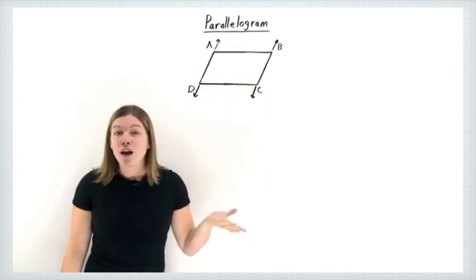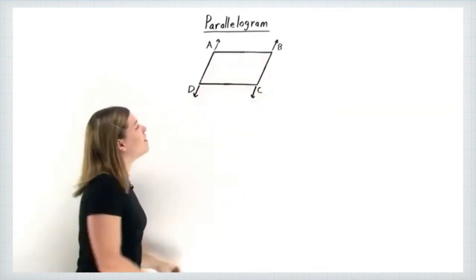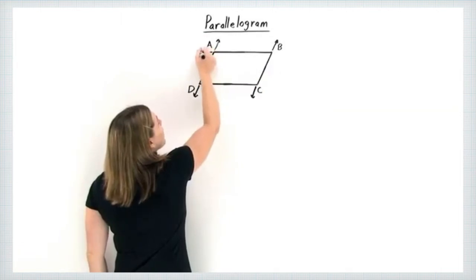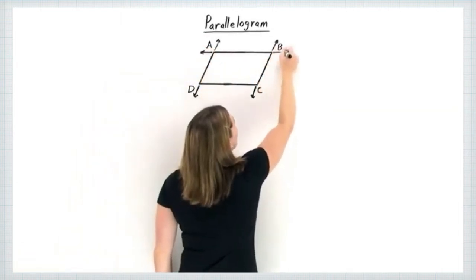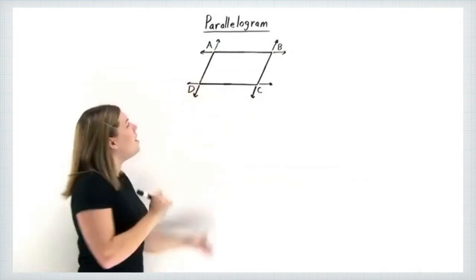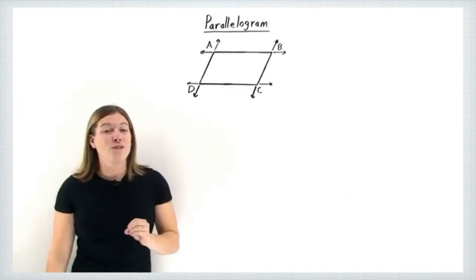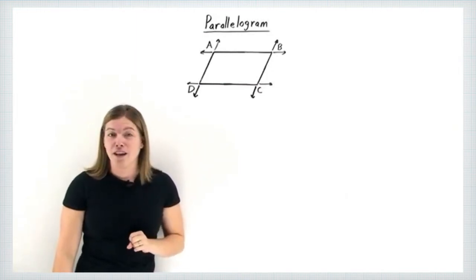But what about the other sides? This side right here and this side right here. Well, if we take those sides and extend them out in either direction, we actually get another set of parallel lines. So that means in this figure, opposite sides are parallel.